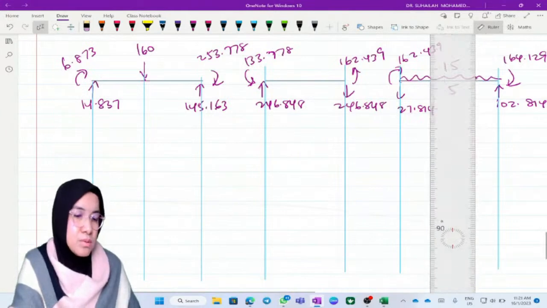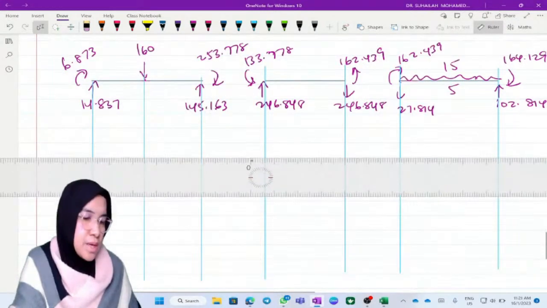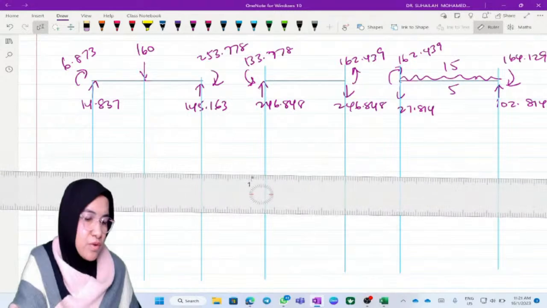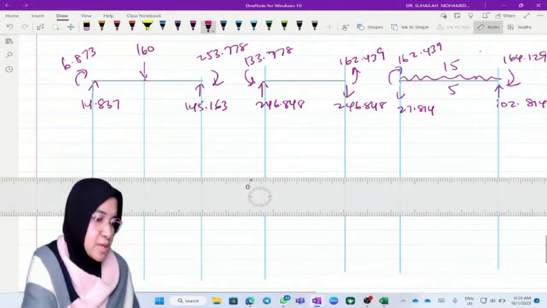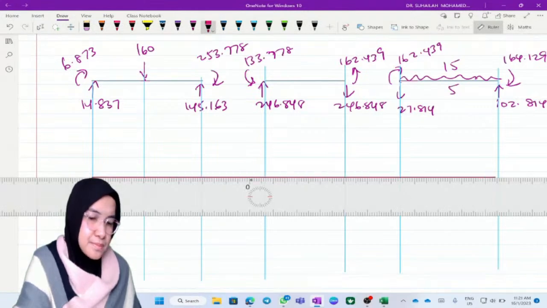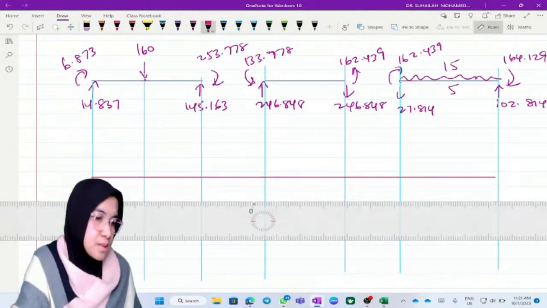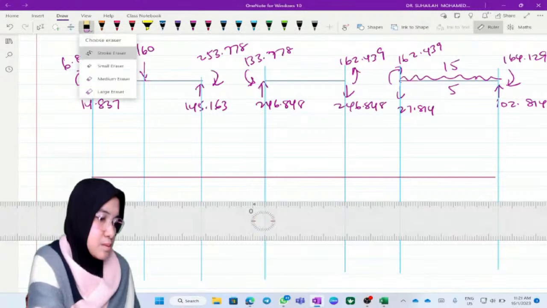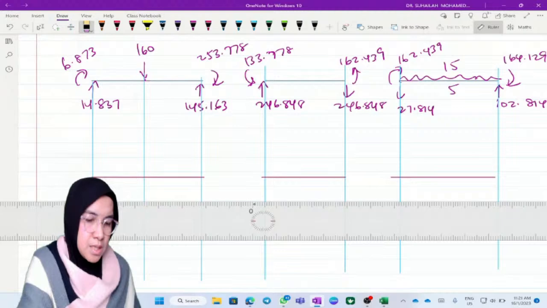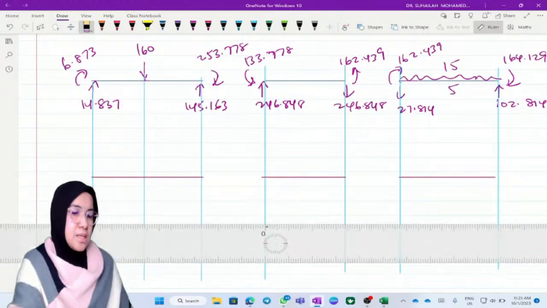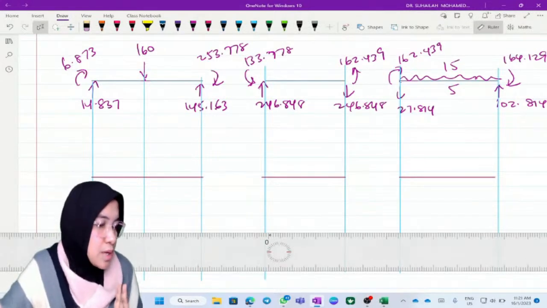Okay, so now we draw the line for the shear force diagram, this one. Okay, AB, BC, CD. Okay, like this.